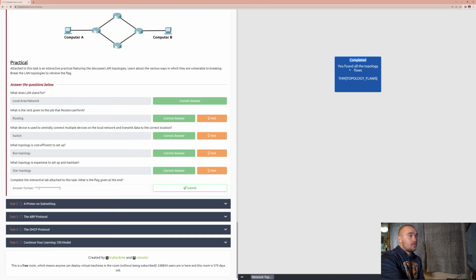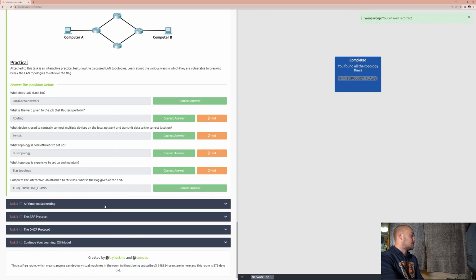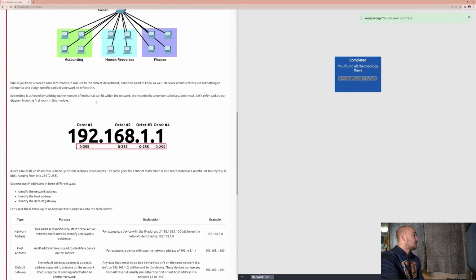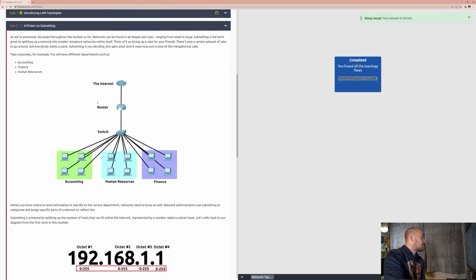But we have now found all of the topology flaws, and we can go ahead and get our flag here, paste it back on the other side, and we have discovered all of the topology flaws. So the next one, a primer on subnetting.